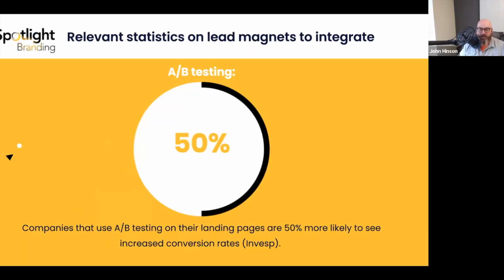Companies that use A/B testing on their landing pages are 50% more likely to see increased conversion rates. Shocking. I'm actually quite surprised that that's not higher. I agree.